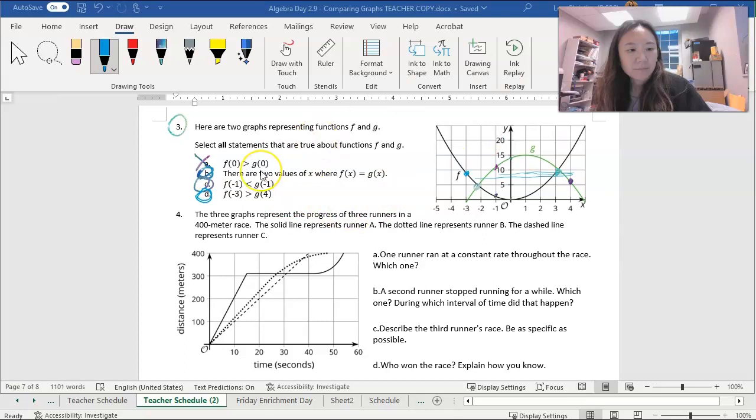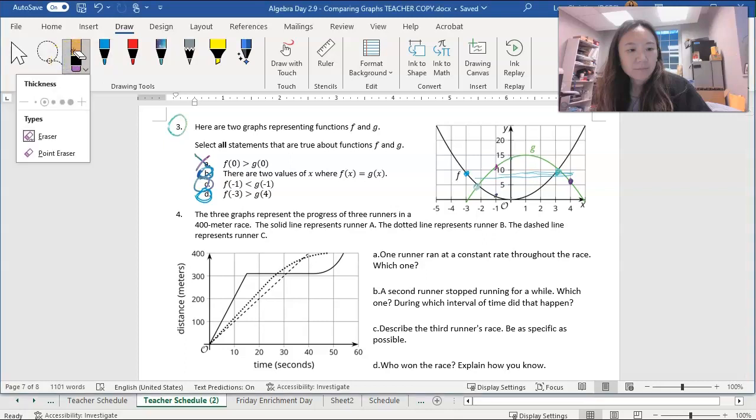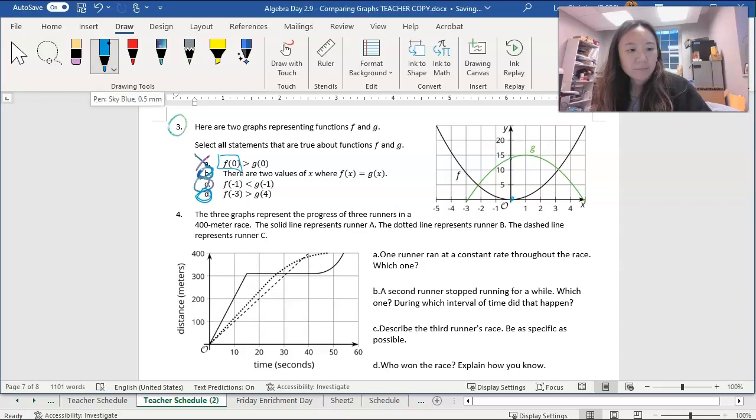Anyway, on your quiz tomorrow, you will see something similar to this where you need to decide which statements are true and which statements are false about a graph that is given. So just be prepared to be able to analyze that. Remember that the input is in the parentheses, and then this whole thing is the output. F of 0 in this case would be here, and G of 0 would be here, and it gives you then that y value, that output.